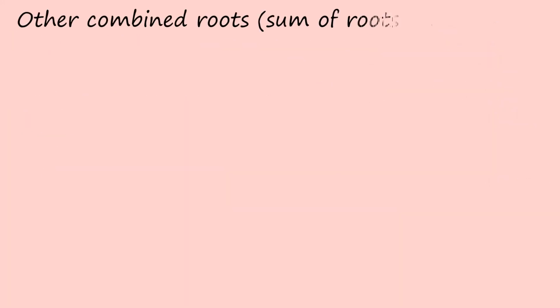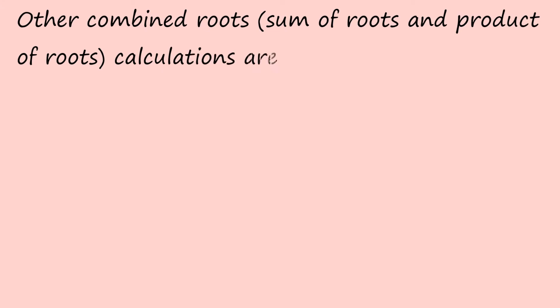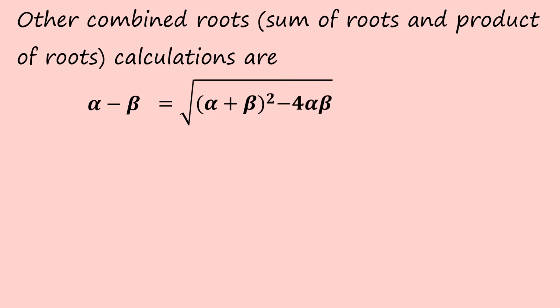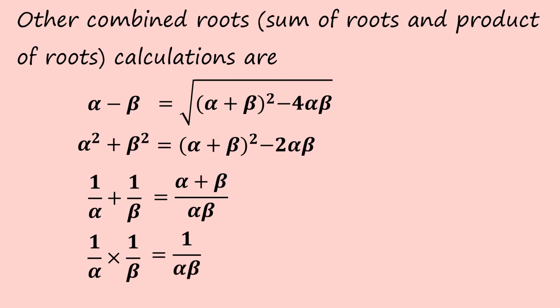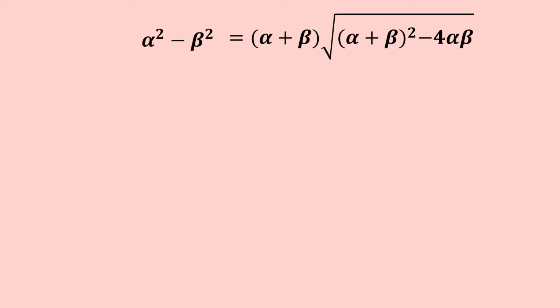Now, other combined roots calculations, using the sum of roots and product of roots, are: alpha minus beta equals square root of alpha plus beta squared minus 4 alpha beta. Alpha squared plus beta squared equals alpha plus beta squared minus 2 alpha beta. 1 over alpha plus 1 over beta equals alpha plus beta over alpha beta. 1 over alpha multiplied by 1 over beta equals 1 over alpha beta. Continuing, alpha squared minus beta squared equals alpha plus beta times square root of alpha plus beta squared minus 4 alpha beta.